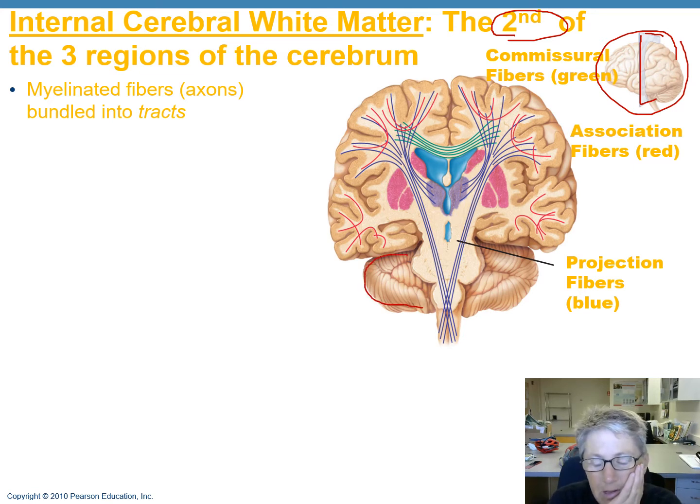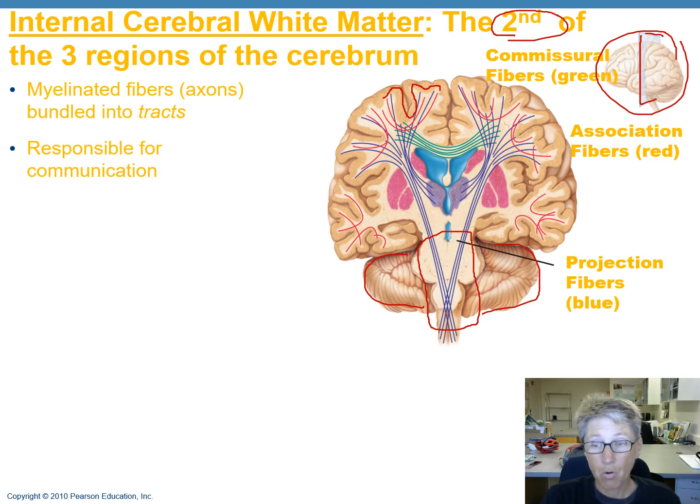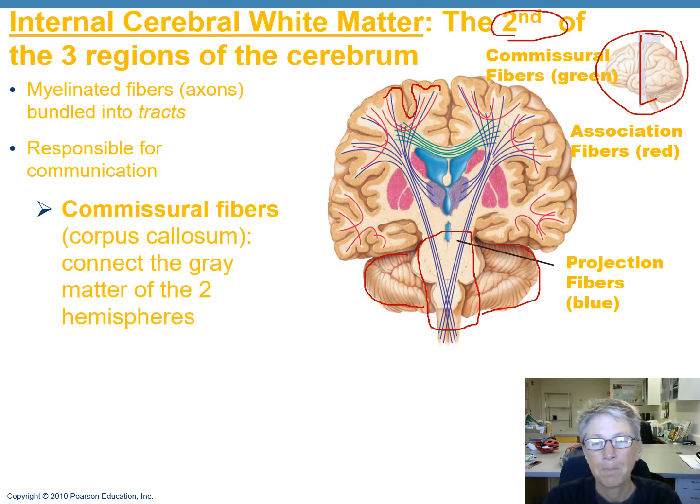Let's point out a few more things. This piece down here is the cerebellum, and this area in here would be the brainstem. In the white matter, and this is all white matter in this cartoon, except for this stuff out here, which is the gray matter, or the cortex. The white matter consists of myelinated axons, and they're bundled into tracts. They're responsible for communication within the brain.